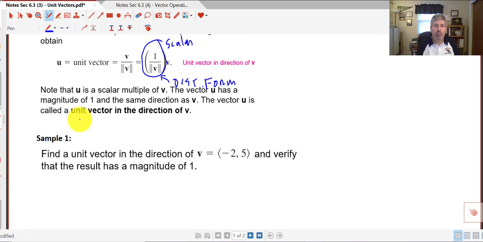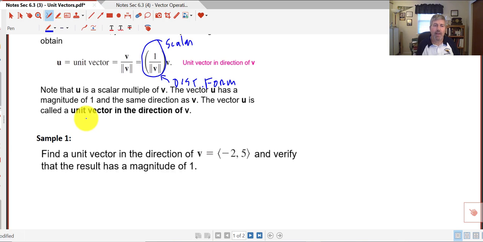And if you see unit vector and you're thinking unit circle, and the unit circle has a radius of 1, well, you are on the right track, okay? Because just like the unit circle, our unit vector also has a magnitude of 1. So there is some consistency there, and you'll see more of that in the next video.